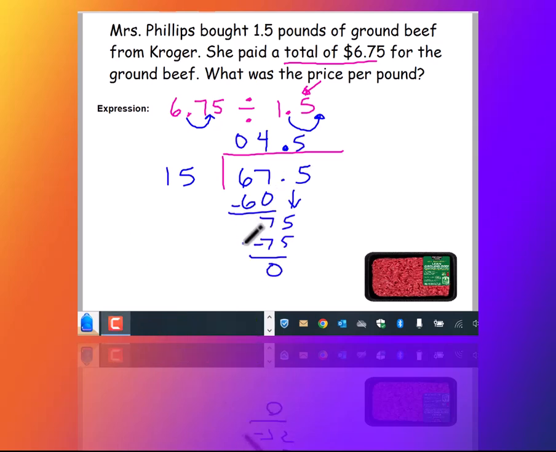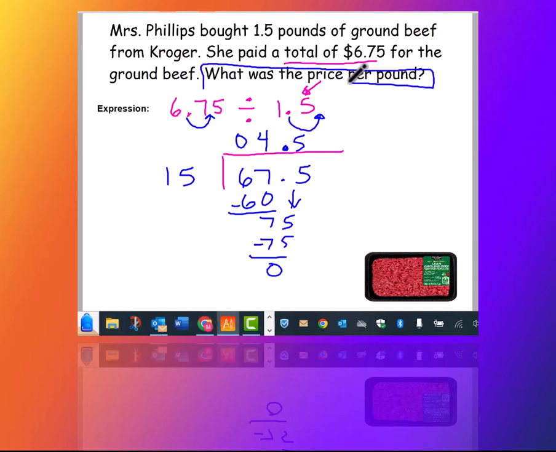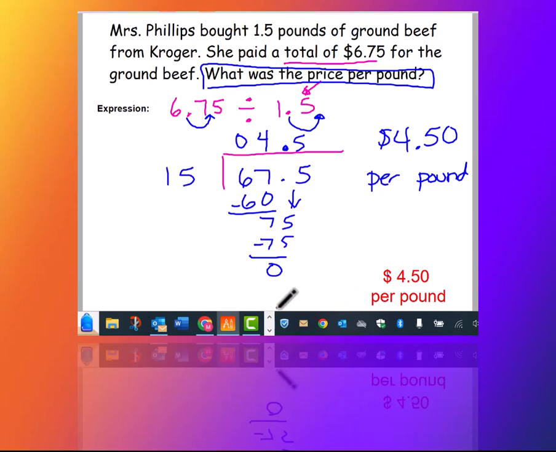Okay, so once you've finished dividing, you should have gotten 4 5/10. But the question is asking what was the price per pound. So we need to put our answer in dollar-cent format. So it would be $4 and add a 0 to that hundredths place. $4.50 per pound. Let's check it. And that is correct. Okay, great job, Bobcats.